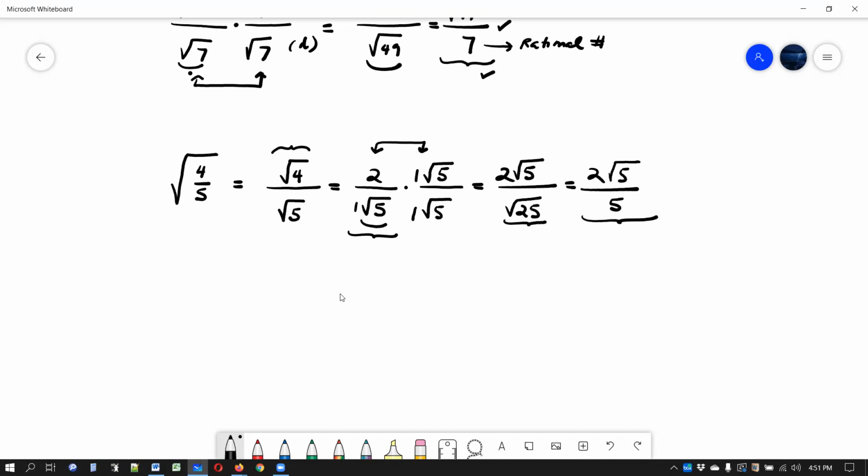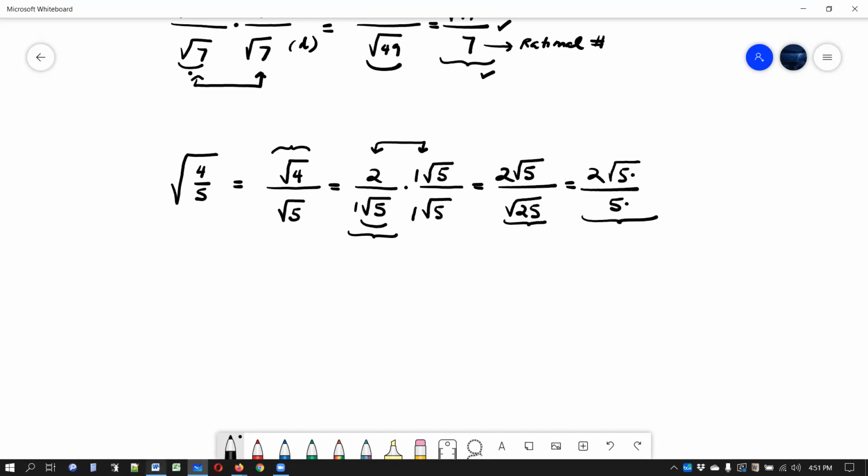This is my final answer. Do not simplify these two 5s because this 5 in the denominator is outside of the radical. So the operation stops here and we cannot divide further. So therefore the name rationalization of the denominator.